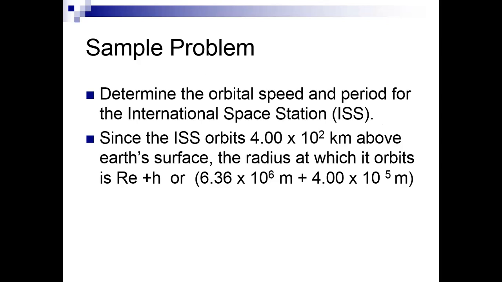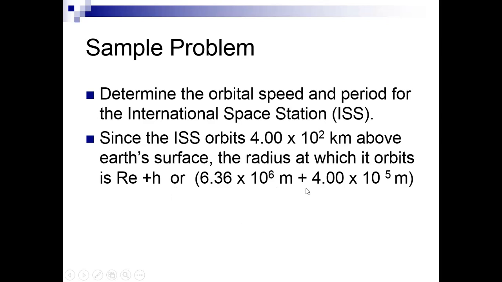So again, the problem that we had last time is determining the orbital speed and the period for the International Space Station. So this is the ISS that is located above there, okay, outside the Earth. And since the ISS is located at 4 times 10 to the second kilometers above the Earth's surface, therefore the radius at which its orbit is now the sum again. So sabi natin kanina, the sum of the radius of the Earth and of course that height.